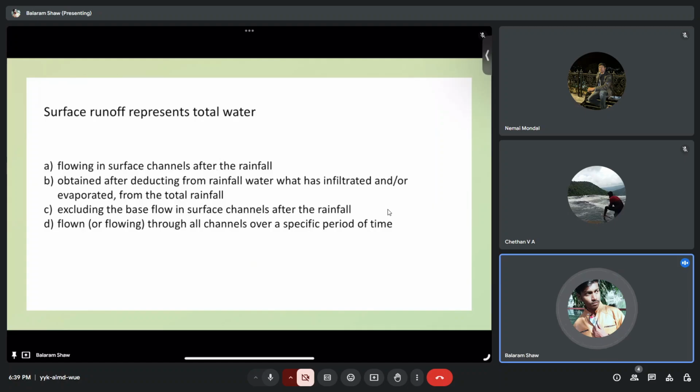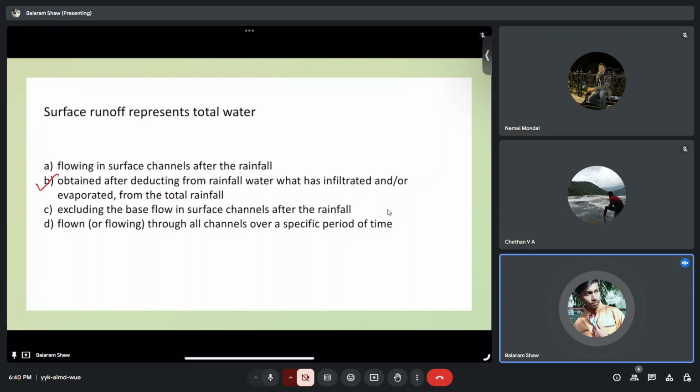So see, the first option is flowing in surface channels after the rainfall. What I mentioned, this is channel precipitation, right? Directly whatever is flowing in the surface channels after the rainfall, we call that channel precipitation. So this is not surface runoff. Second is obtained after deducting from the rainfall water what has infiltrated or evaporated from the total rainfall. So whatever rainfall is happening, from that we deduct whatever is infiltrated, and whatever evapotranspiration is happening, we deduct that. Then that is called surface runoff. So this answer will be correct.